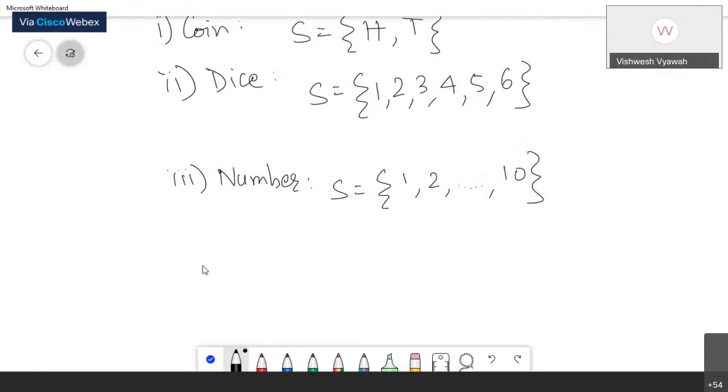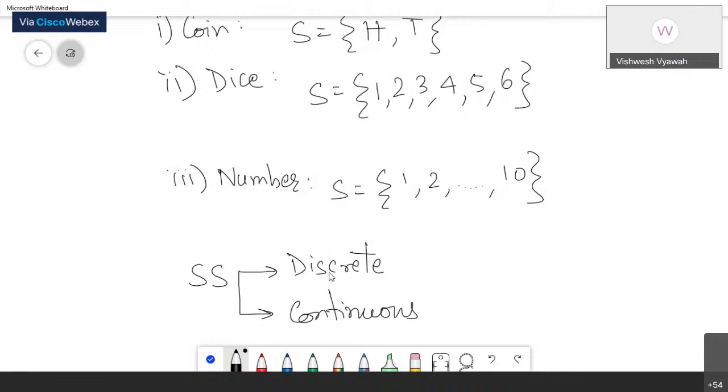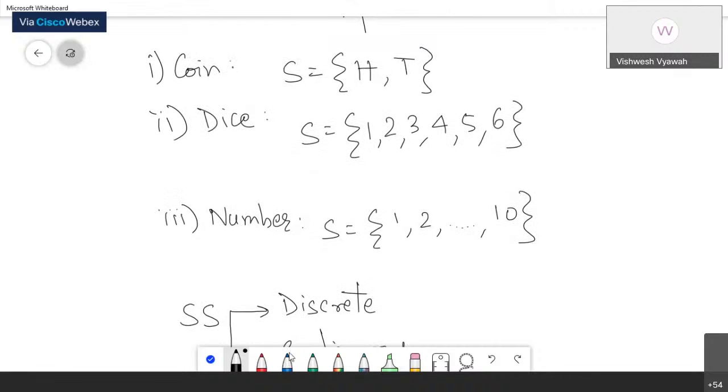Now, a very important thing is this sample space, which I will denote by S. It can be discrete, and it can be continuous also. Discrete means what? All the three examples that I have shown above are examples of discrete sample space, where you can count 1, 2, 3, 4, 5, 6, 7, 8, 9, 10. You can count it, discrete.